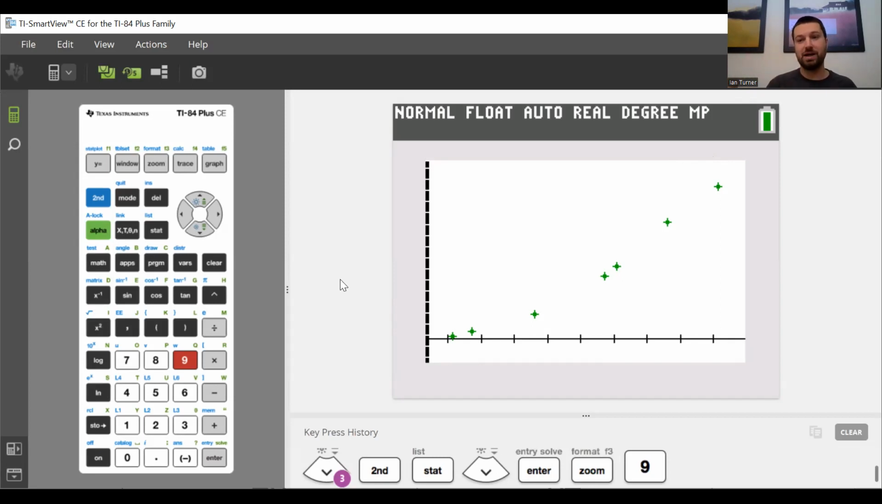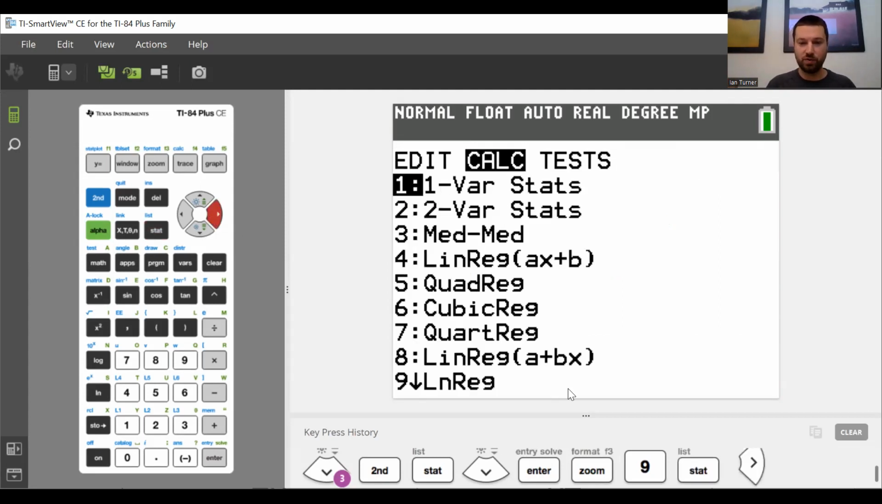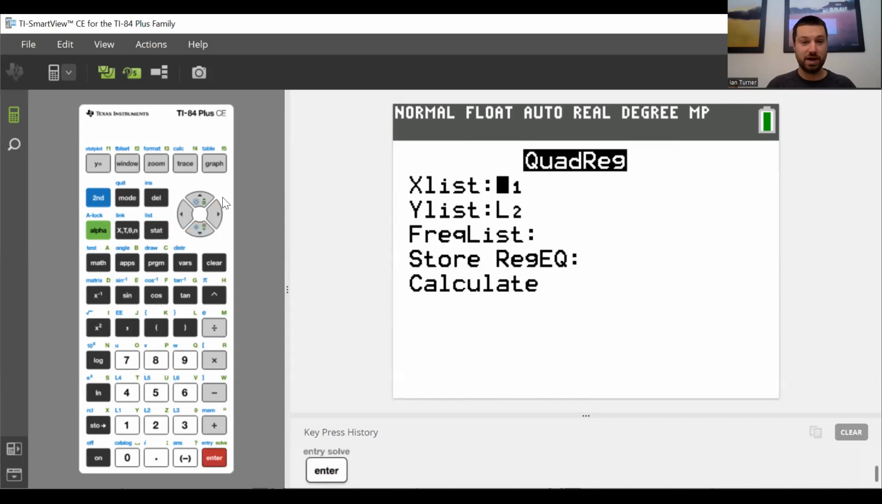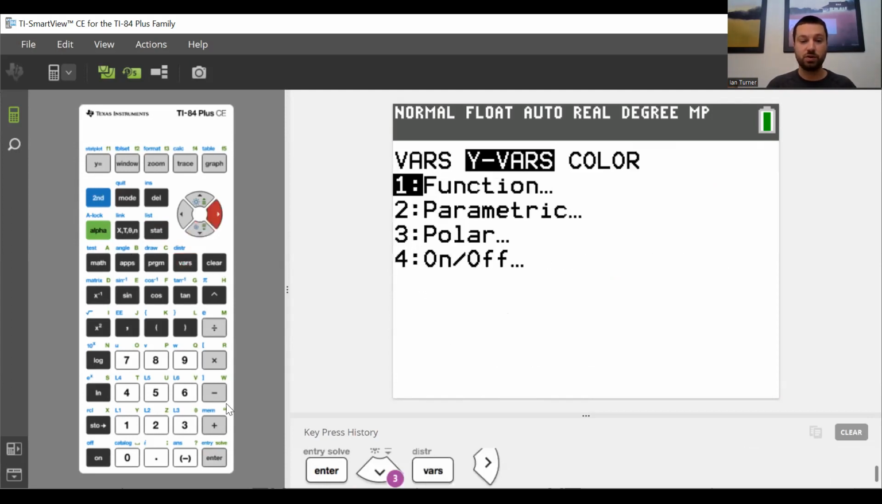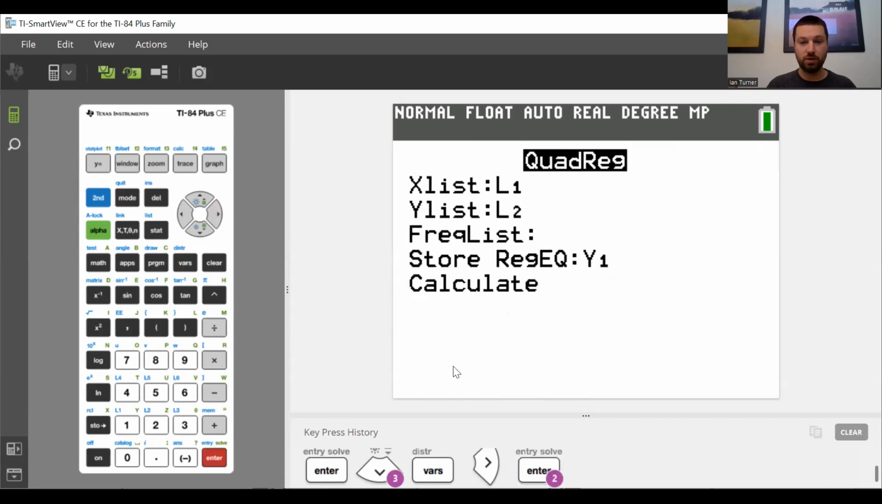Now let's fit the line. Okay. So now we're going to go stat, calc. We've been doing 8, which is a linear regression, but now we want to do a quadratic regression. So we're going to go down to number 5 and we'll pick quadratic. We're going to look L1, L2, and then if you want to store it in the y equals, remember we can go vars, y vars, function y1.